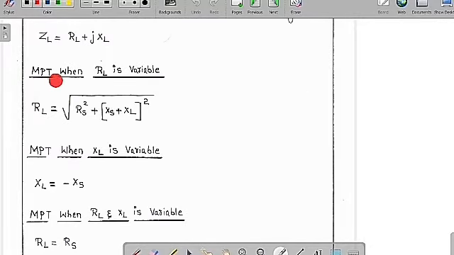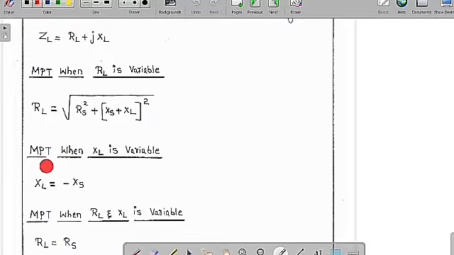First, consider maximum power transfer when only RL is variable. When RL is variable but XL is constant, the overall value of ZL is going to vary. So we can say clearly that the value of RL at which the maximum power transfers from source to load is RL equal to under root of Rs square plus (Xs plus XL) whole square. It's a very important formula: RL equal to under root of Rs square plus (Xs plus XL) whole square.